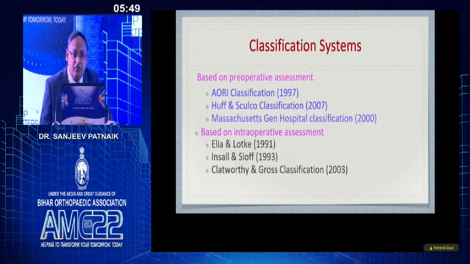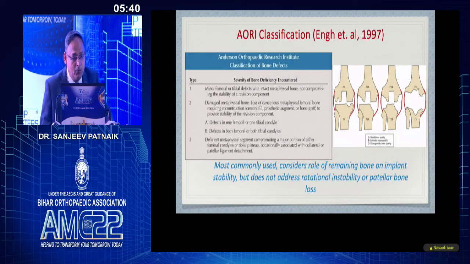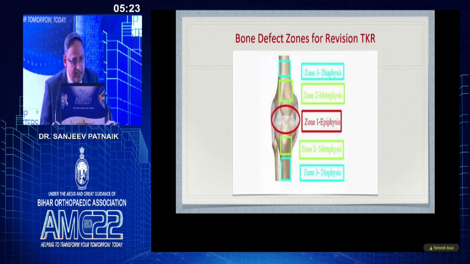Now, various classification systems, the most common based on pre-operative assessment or intraoperative assessment, these are the classification systems we need to see. The most common is the Anderson classification system, commonly used. It considers the role of remaining bone on the implant, divided into 3 types on the femoral and tibial side, type 1, type 2A, 2B, and type 3. The defects seen in revision TKR, we especially need to know whether it is affecting the epiphysis, metaphysis, or the diaphysis.